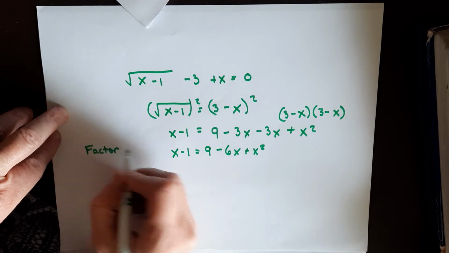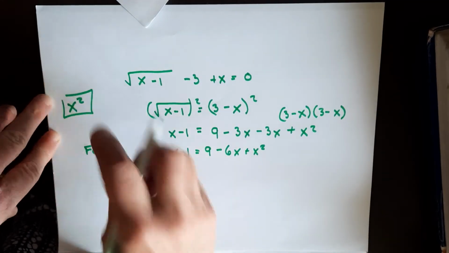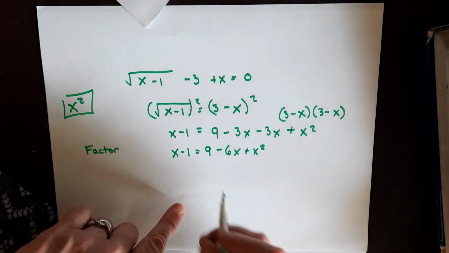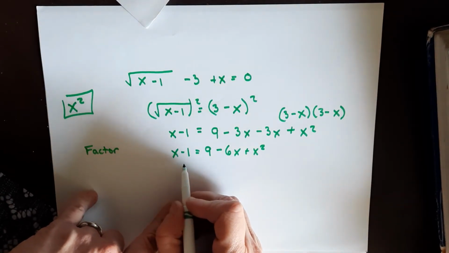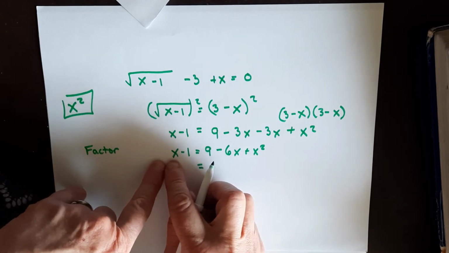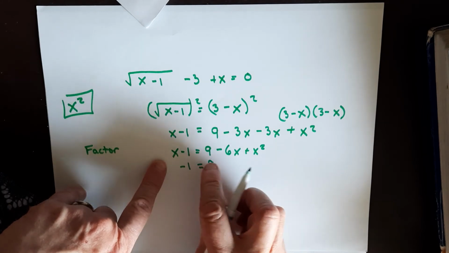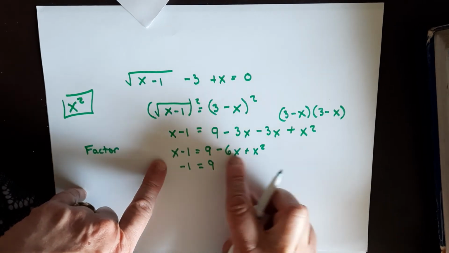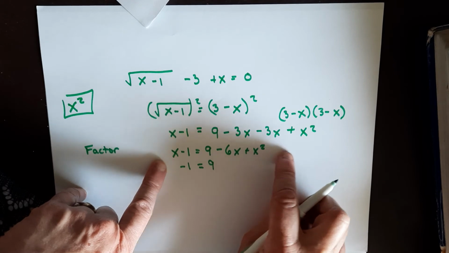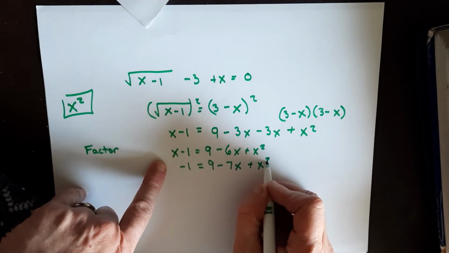If you do these types of equations and you have an x squared, we have to remember that that means we're going to need to factor it. So if we subtract an x from here, and that will leave us with just negative 1 on this side. It'll have 9, and if we subtract an x from this side, we have minus 6x minus another x, which gives us minus 7x. We still have that x squared.